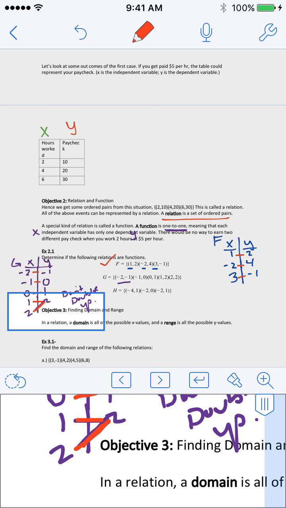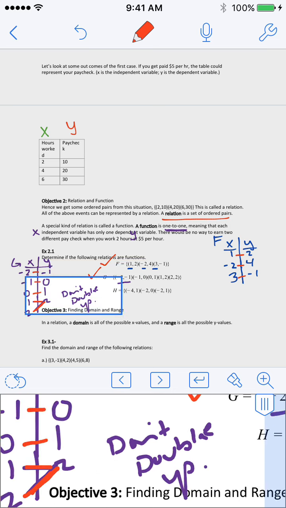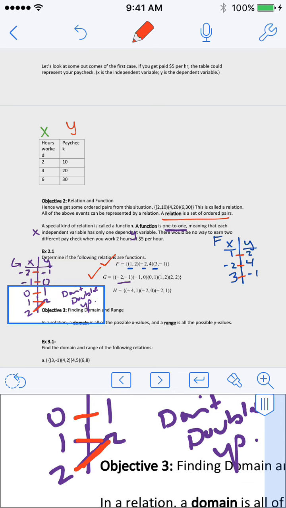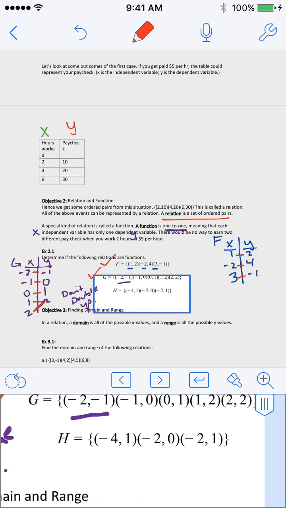So this is actually a function. This is a function. Even though they share a 2, that's okay. We just can't have an x having 2 answers, right? We can have a y being the same answer, but we just can't have an x having 2 answers. Alrighty, let's take a look at h now.